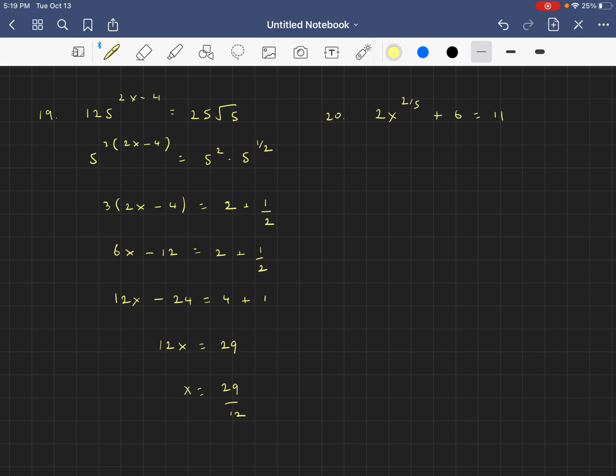This problem here is different. Here's how I would do this. I'm going to get rid of the 6. I'm going to get rid of the 2. So I subtracted the 6. I'm dividing the 2. And if I want to get this x here by itself, what I'm going to do is reciprocate that power. So x is equal to the 5 halves. And when I reciprocate, I also get the 5 halves as a power. As far as that can go.